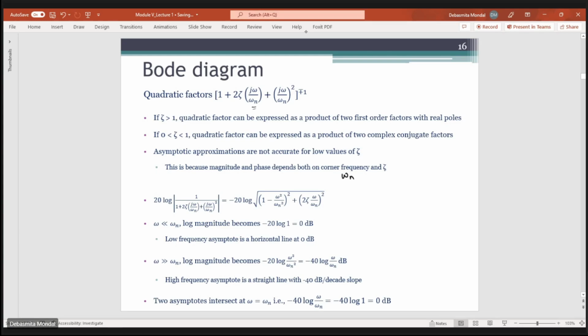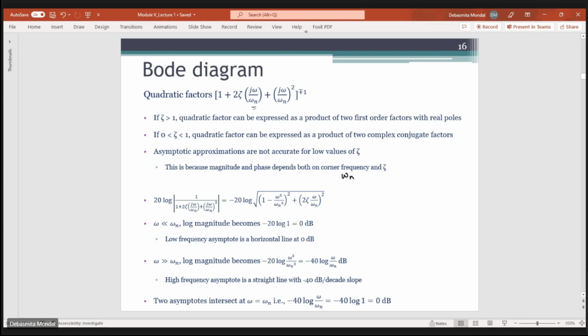Okay, so now if you write the log magnitude, first write the magnitude, so 20 log of this factor, right? That can be expressed by this. So you simply find out the magnitude of this factor. Okay, if the value of omega is much less than omega n, then the omega by omega n factors can be neglected, and we can write that this is equal to minus 20 log 1, that is equal to 0 dB. So in this case also the low frequency asymptote is a horizontal line at 0 dB.